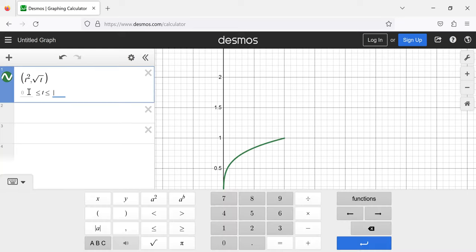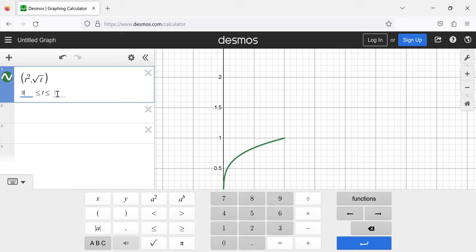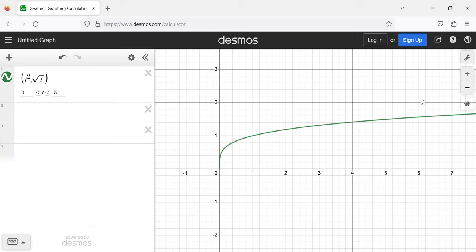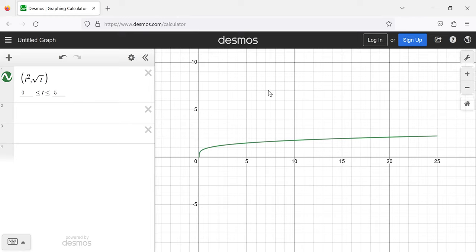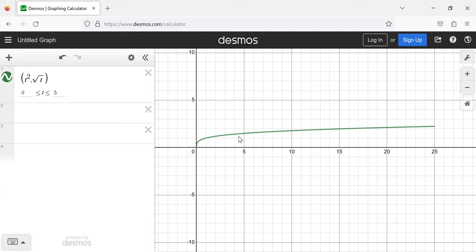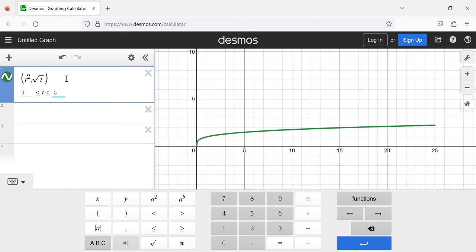It does want to know where t is starting and where t is ending. I said t could start at 0 and end at 5. Now, zooming out, then zooming back in, here's the curve that we get from t squared, comma, the square root of t. Desmos is being a little titchier about this than I'd like. Maybe there's a way to do it that Desmos will like better.